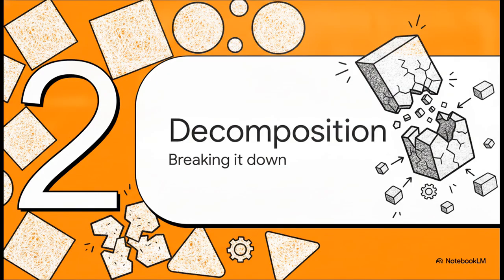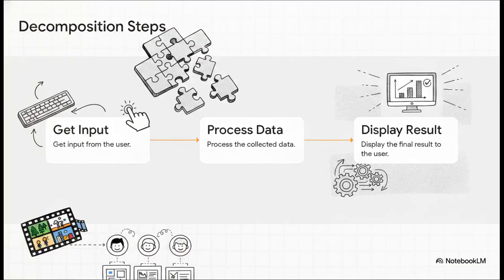All right, moving on to Section 2, decomposition, breaking it down. Decomposition is the very first major pillar in our computational thinking framework, and it's all about taking massive, overwhelming tasks and making them totally manageable. Think about a simple process. Get user input, process the data, and display the result to the user. That right there, that's decomposition in action.